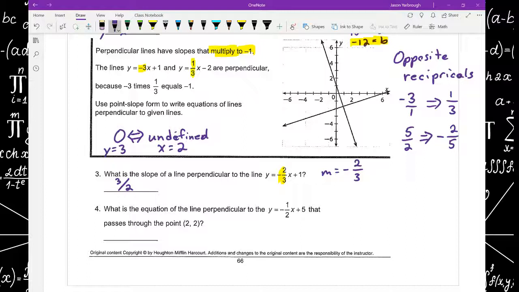Number 4 says, what is an equation that is perpendicular to the line y equals negative 1/2 x plus 5 that it passes through (2, 2)? So again, look at the original slope, negative 1/2. We need to adjust that. The new slope that we're going to use: the negative becomes a positive, the 2 goes on top, the 1 goes on the bottom.